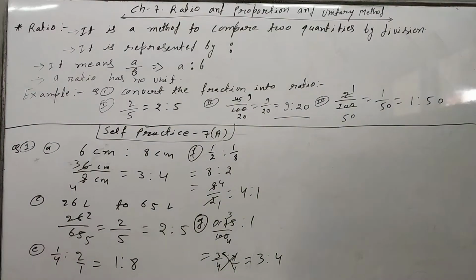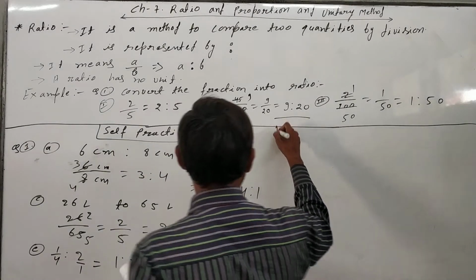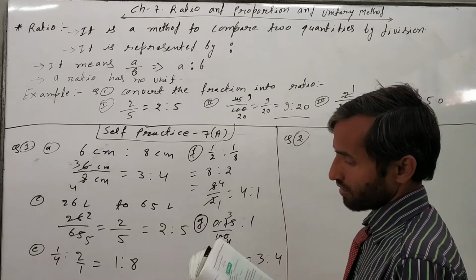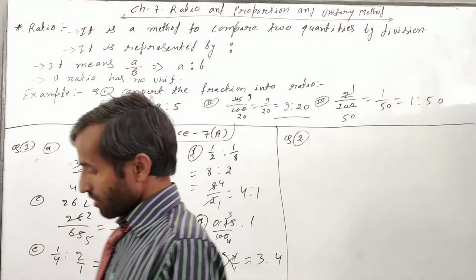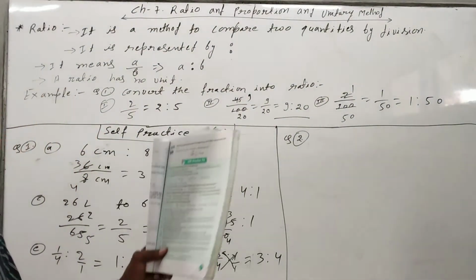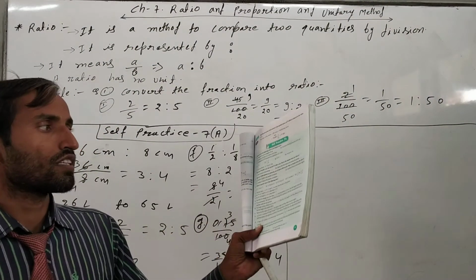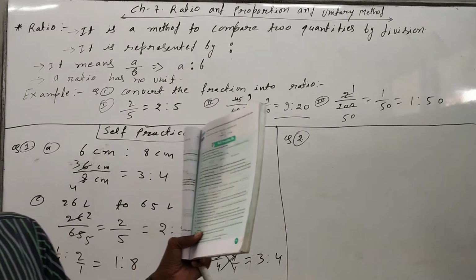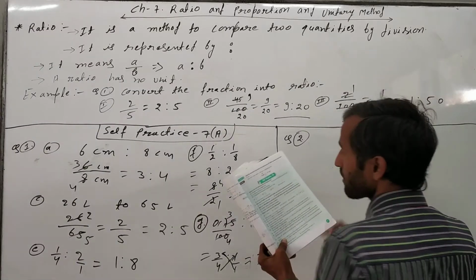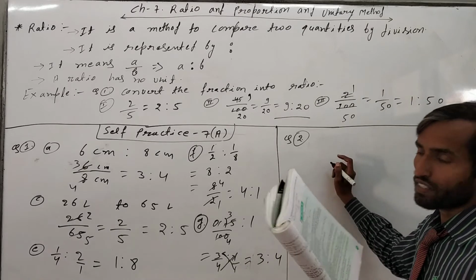Okay. Now we will do question number 8 of this exercise. Question number second, note it. Just read the question number second. Ravi earns 84,000 a year and spends 63,000 a year. Find the simplest form of the ratio of Ravi's income to his savings. So first of all we have to find saving.